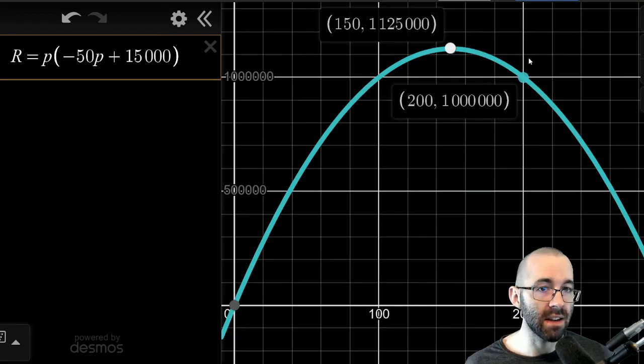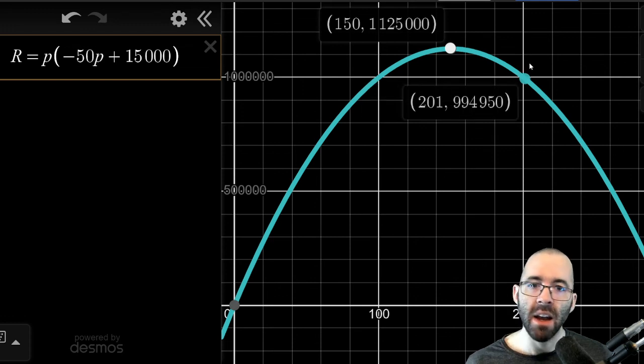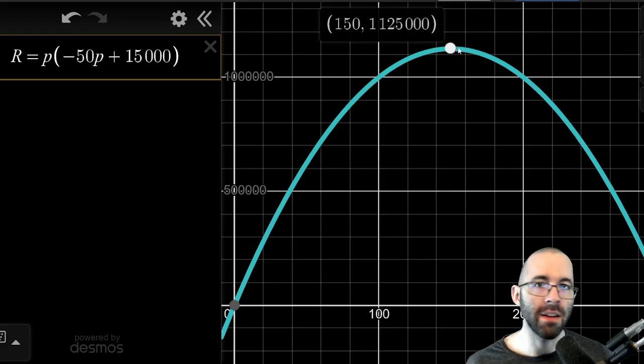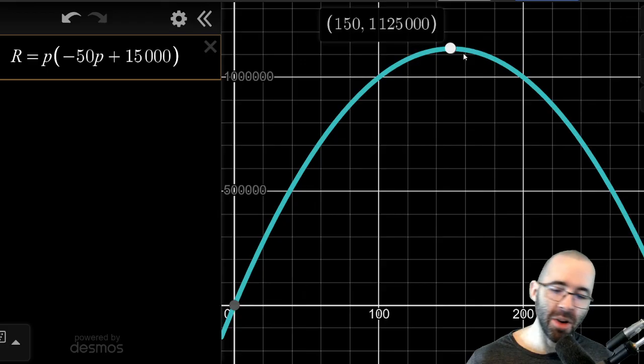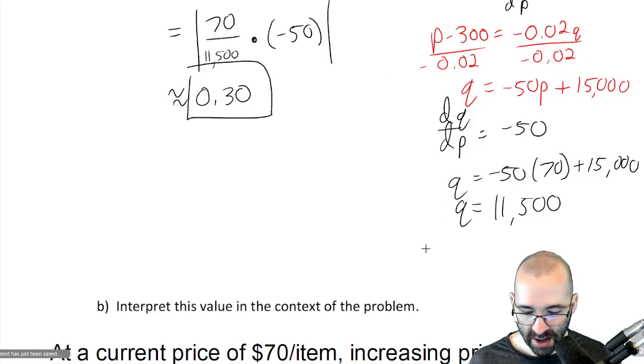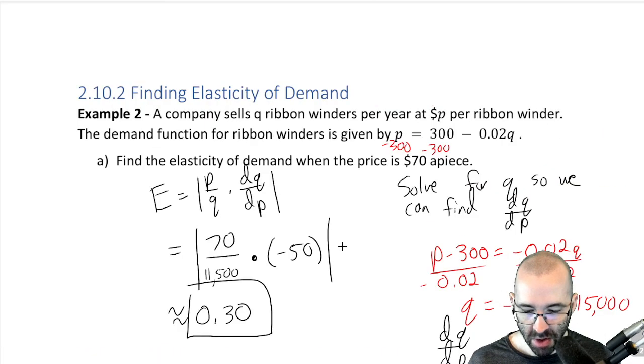We'll have elastic demand. Don't believe me? Pick some of these numbers. Any number to the right of here will have an E value bigger than 1. Any value to the left will have an E value less than 1. Try it out. Let me know if you have any questions, but I think that is almost done.